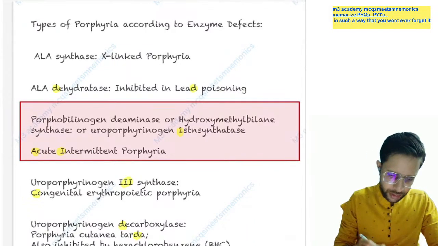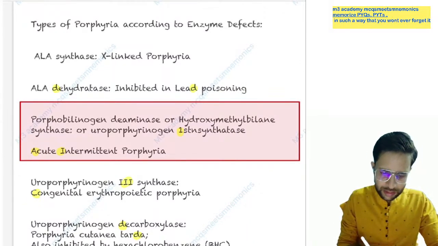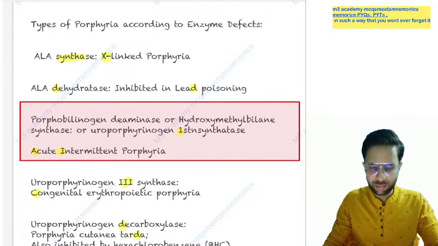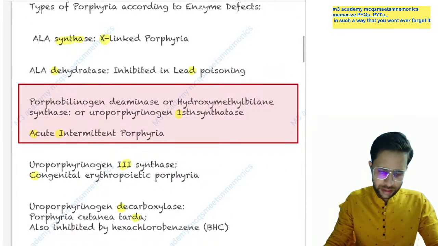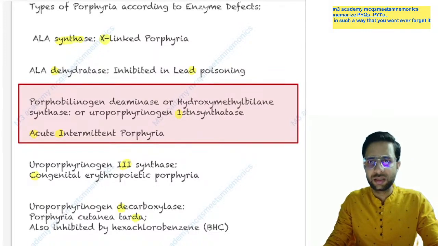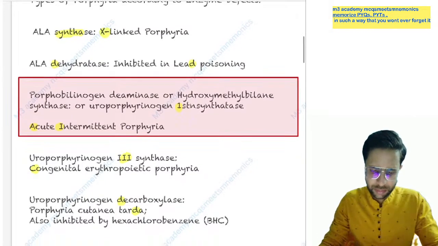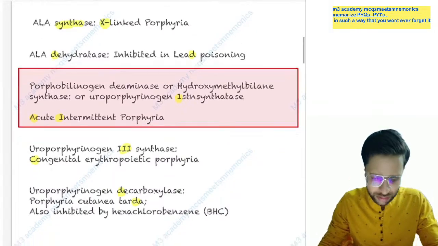ALA synthase is the enzyme defect in X-linked porphyria. Now ALA dehydratase, which we already discussed: D comes, and D means lead. So in lead poisoning, this gets inhibited.